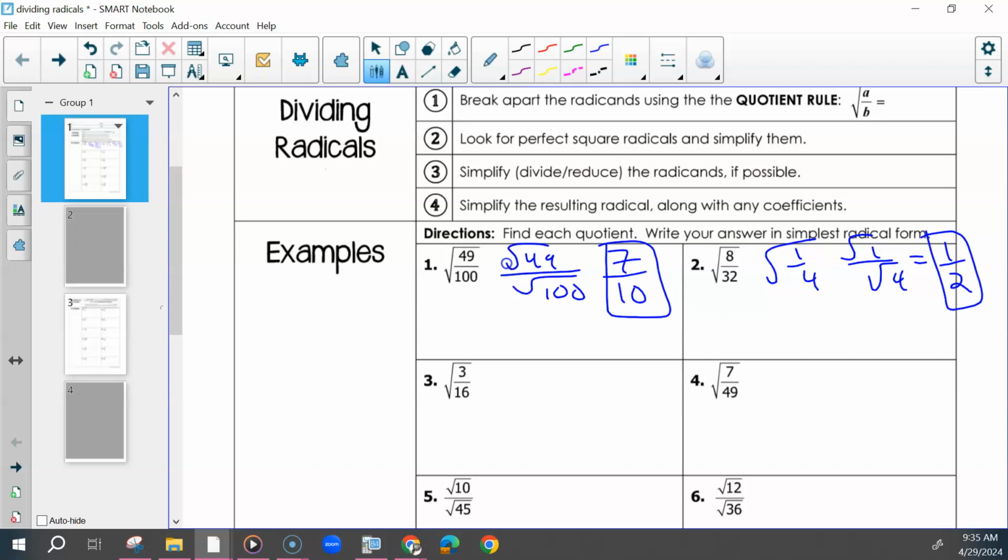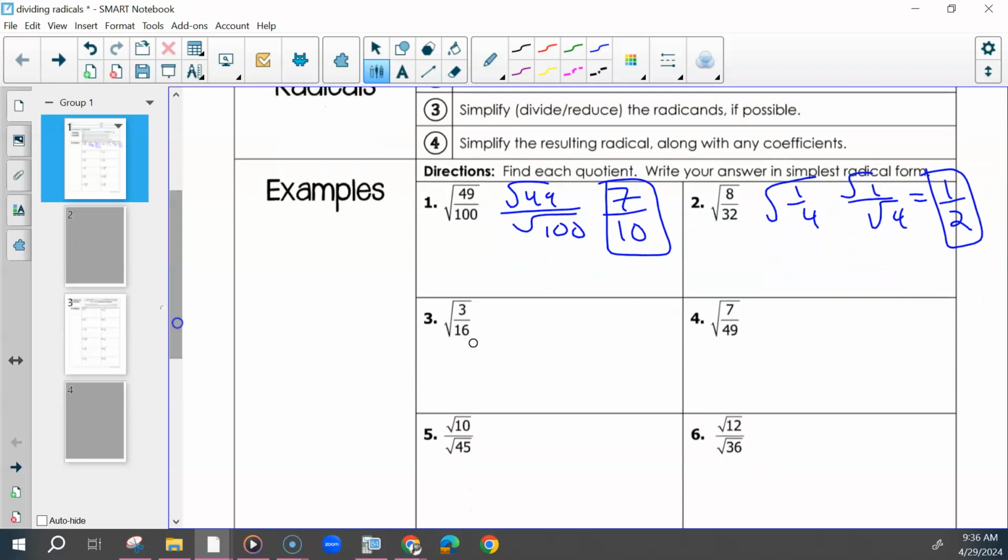You might have something that's partially a perfect square, but the other part isn't. So like in number 3, 16 is, but 3 isn't. I still want to separate it. The square root of 3 would just stay the same, but then it would be over 4. Do you have to keep the radical? Yes, you can't drop it off. Only for that question. The other ones were perfect squares, that's why we could drop it off.